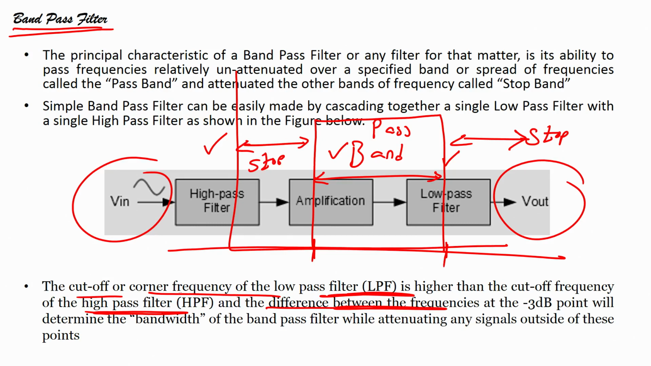This is what this sentence means. The cutoff frequency of the low pass filter is higher than the cutoff frequency of the high pass filter. So, if this is my cutoff frequency for the low pass filter, it is higher than the cutoff frequency for my high pass filter, and the difference between the two is the band of frequencies that I want to pass. It is my band pass filter.